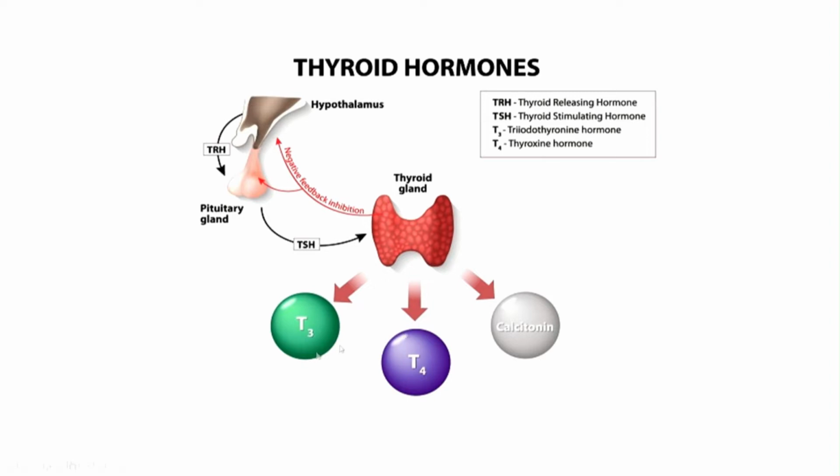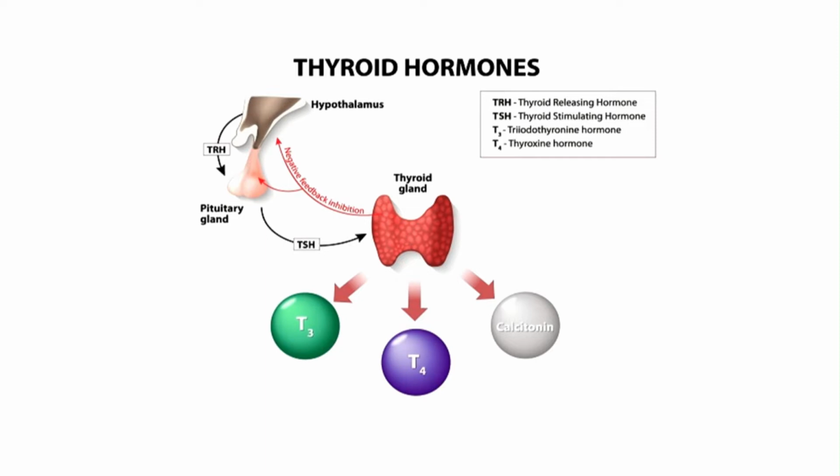The secretion of these hormones is controlled by what we call a negative feedback mechanism, which is controlled by the hypothalamus-pituitary-thyroid axis, as we can see in this diagram. Sometimes there are disturbances in the secretion of these hormones, either an increase or a decrease.